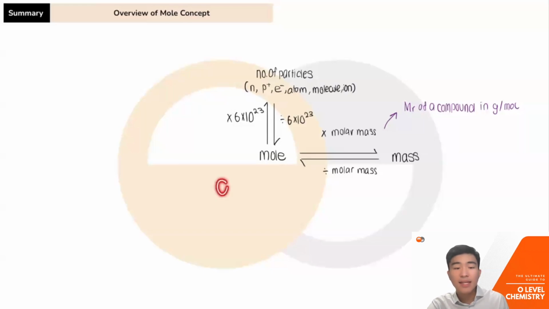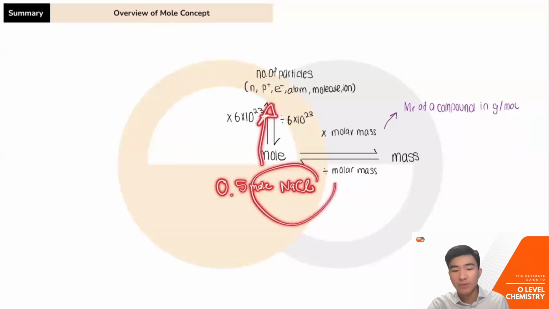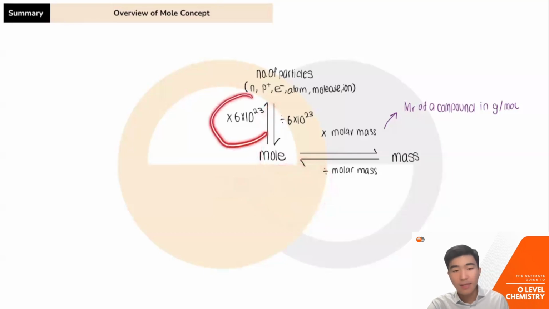So when they tell you that there's 0.5 mole of, for example, NaCl, they want you to calculate how many particles there actually are in the sodium chloride. This is the formula that you use.